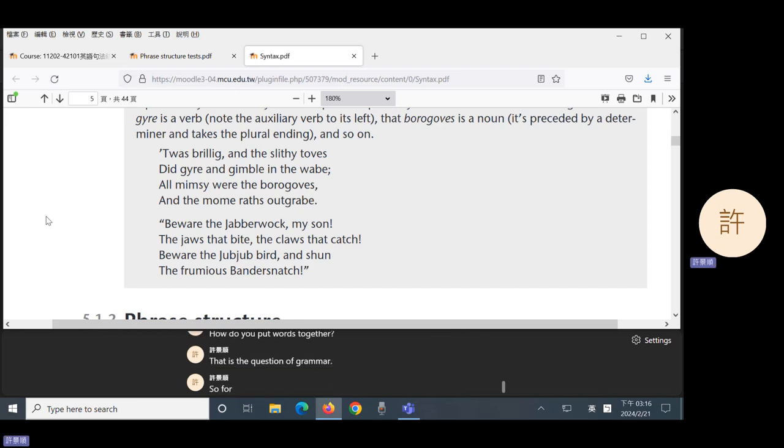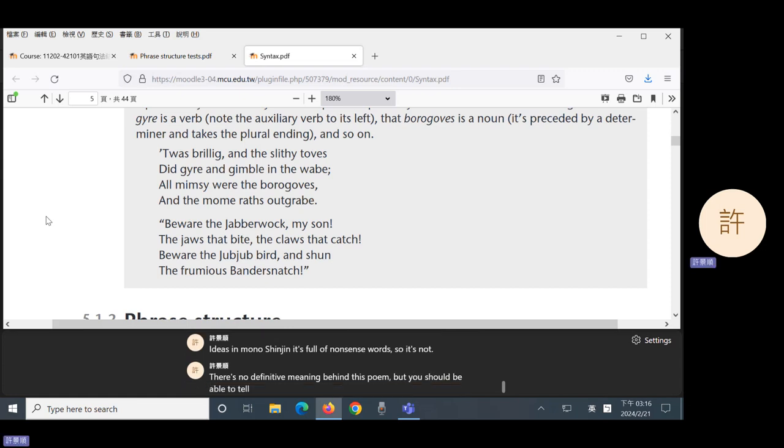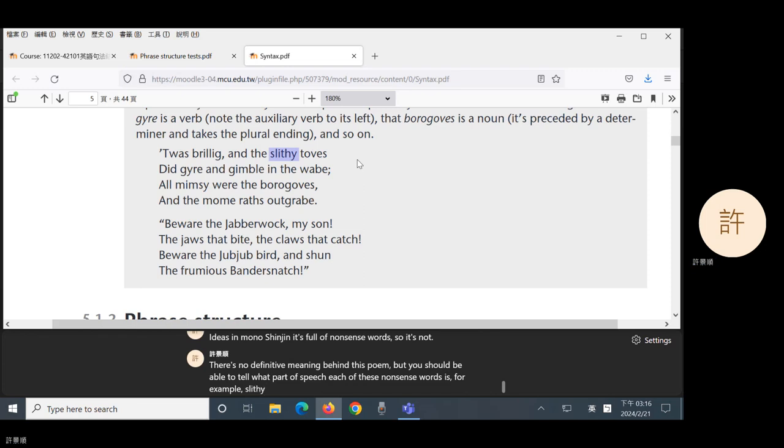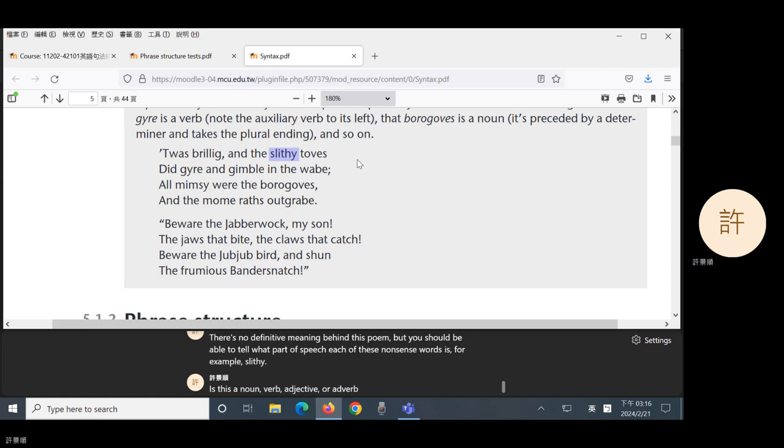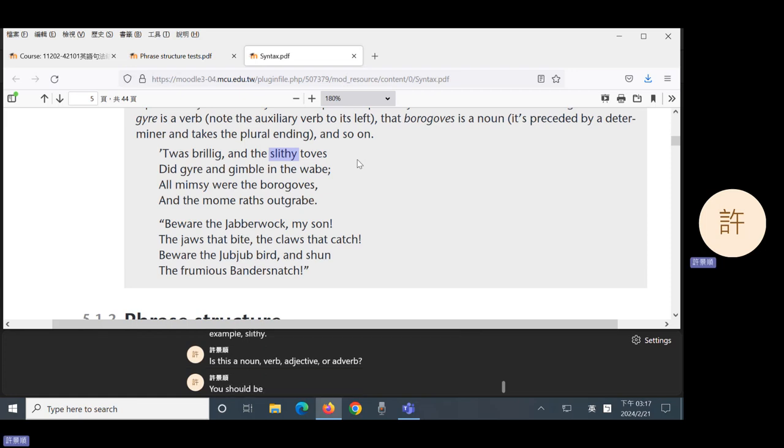So, for example, this poem is taken from Alice in Wonderland. It's full of nonsense words. So there's no definitive meaning behind this poem. But you should be able to tell what part of speech each of these nonsense words is. For example, slyly. Is this a noun, verb, adjective, or adverb? You should be able to tell.